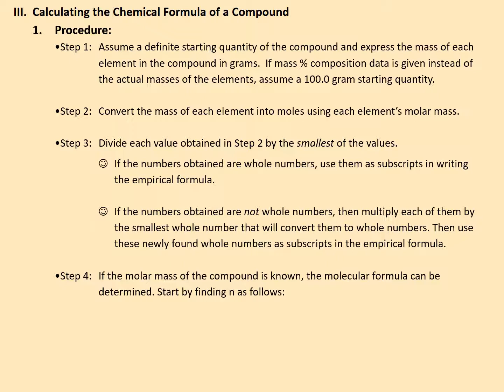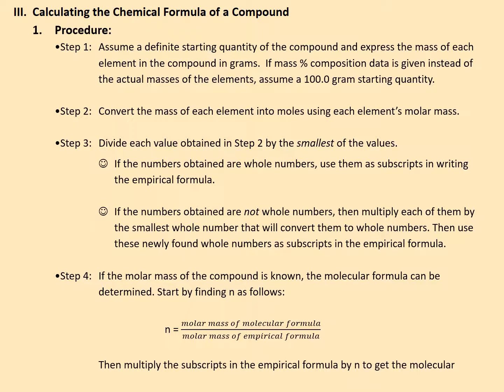And we've done this in the previous slide. So remember the relationship between the empirical and molecular formula. The molar mass of the molecular formula must be a whole number multiple of the molar mass of the empirical formula. So dividing the molar mass of the molecular formula by the molar mass of the empirical formula gives you that whole number. And remember we showed that once you know what that whole number is, you can multiply the subscripts in your empirical formula by that whole number to get the molecular formula.